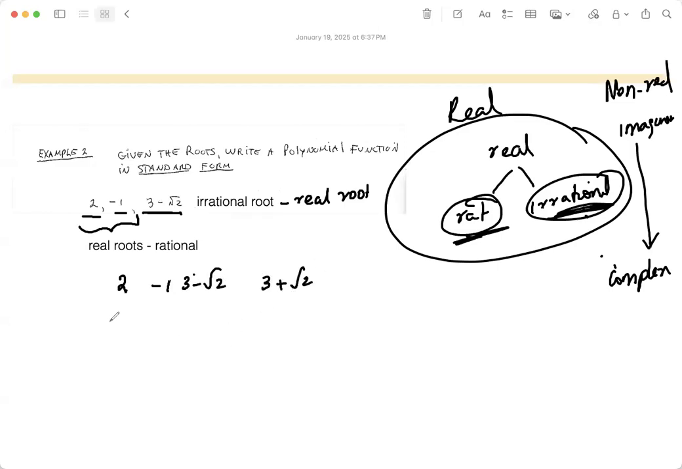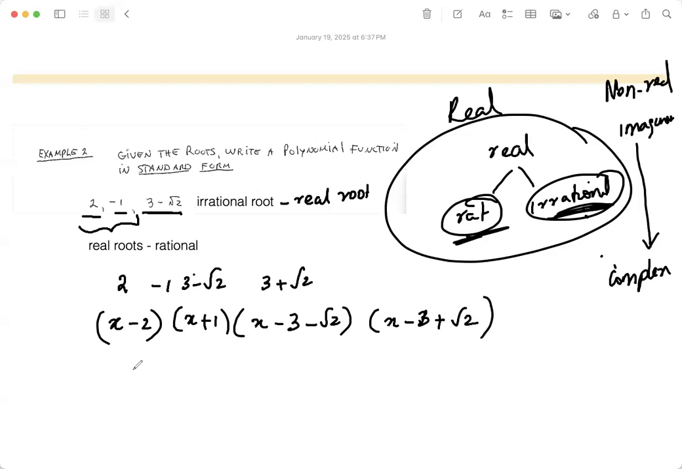How do you solve this? The linear factors are x minus 2, x plus 1, then x minus 3 minus root 2, then x minus 3 plus root 2. Any questions?